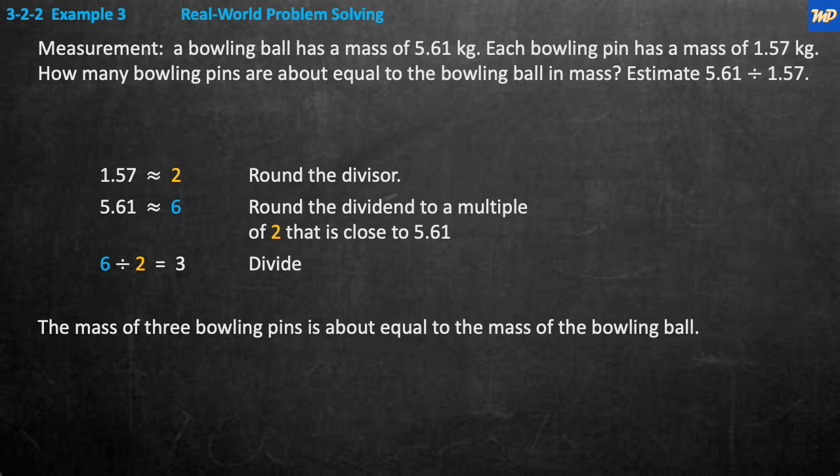But if we round it to 6, since we're dividing, 2 is a factor of 6. So therefore we can take 6 and divide it by 2 and easily in our head get 3 as a result. The mass of 3 bowling pins is about equal to the mass of the bowling ball.